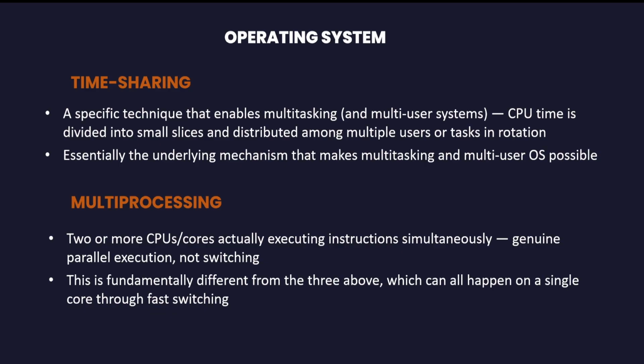Fourth, multiprocessing, two or more CPU cores actually executing instructions simultaneously. So this one is genuine parallel execution and not switching. This is fundamentally different from the above three. The above three can happen on a single core through fast switching, but in multiprocessing, genuine parallel execution happens.